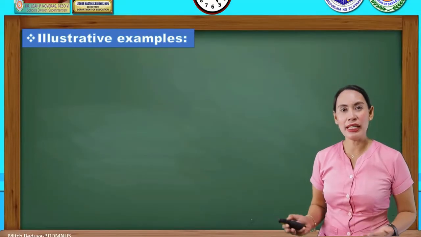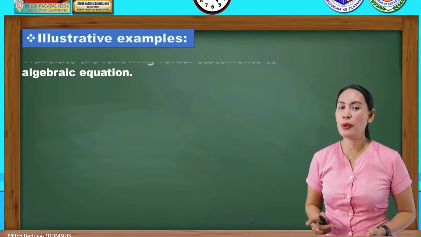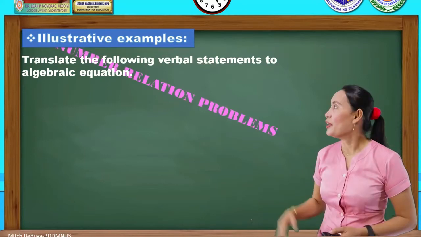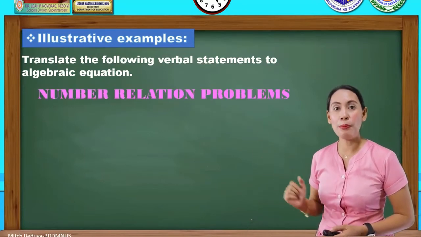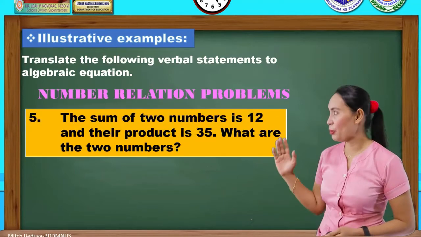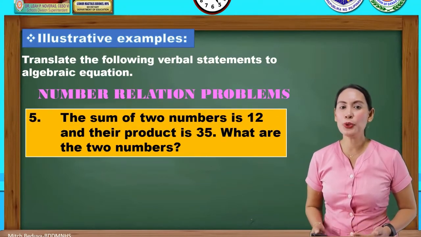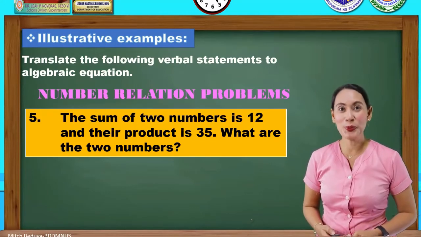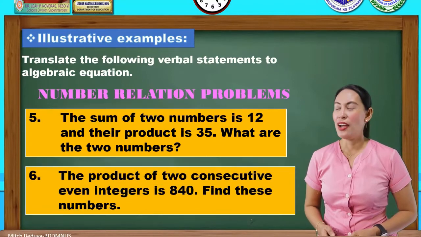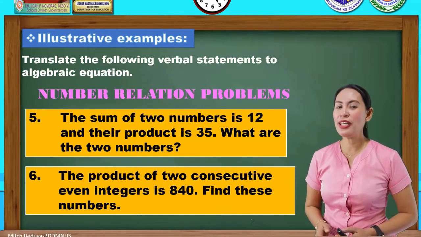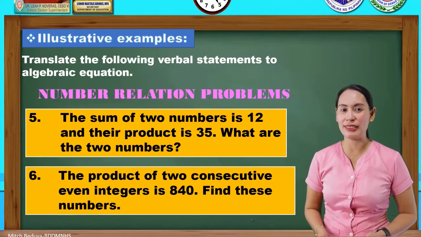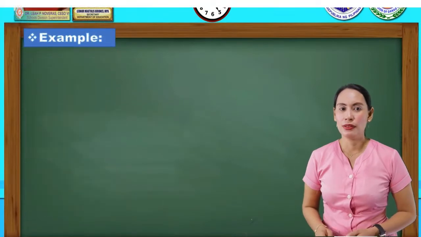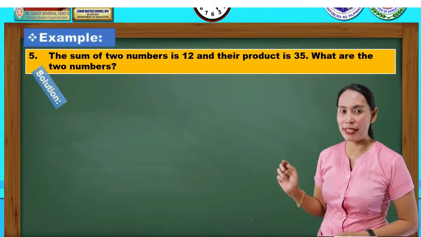Another illustrative example. Again, we will translate the following verbal statements to algebraic equations. The problems here involve number relations. Number 5. The sum of two numbers is 12 and their product is 35. What are the two numbers? Number 6. The product of two consecutive even integers is 840. Find these numbers. So here's the solution, situation number 5.